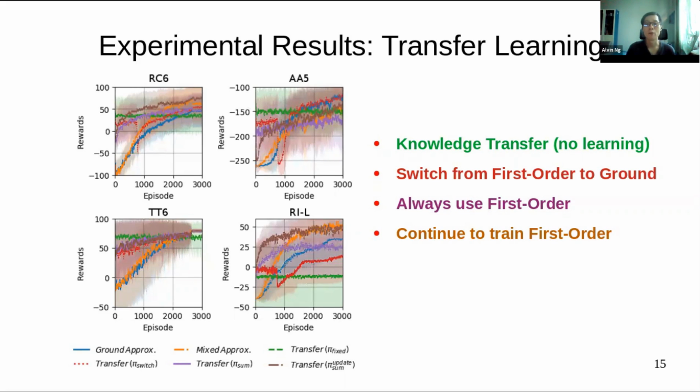The purple plots are where this switching is not done, and both approximations are considered in every episode. Lastly, the brown plots show the results for transferred first-order approximation, which continues to be trained in the large-scale problems. This is the most computationally expensive configuration, but yields the best performance in general.